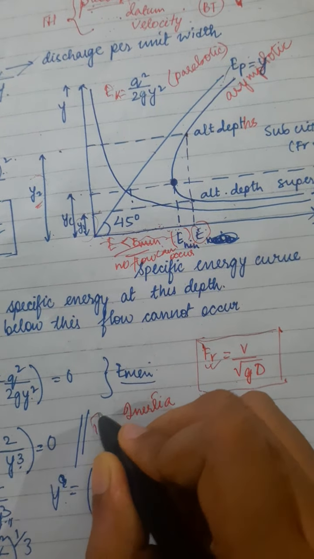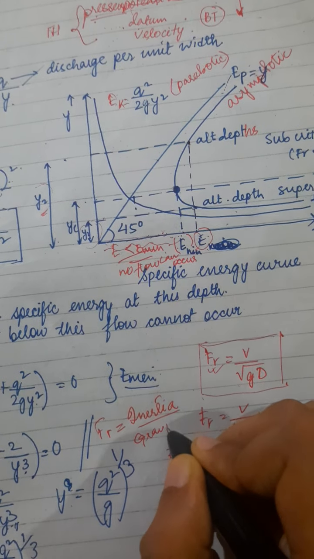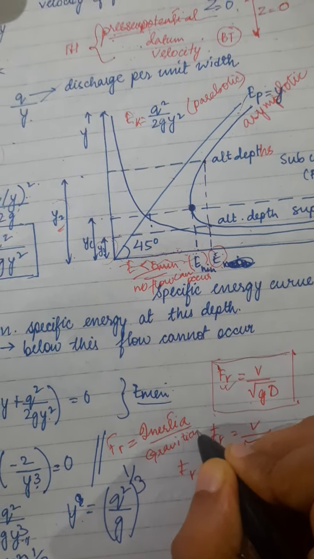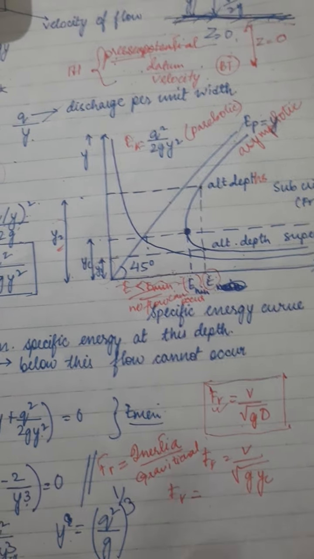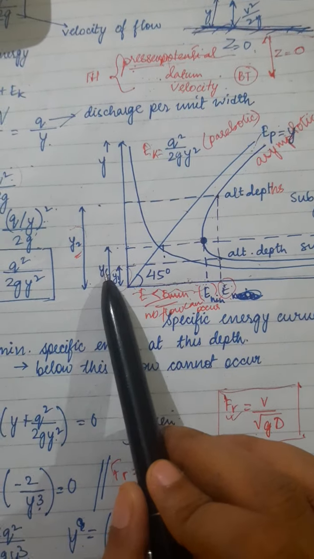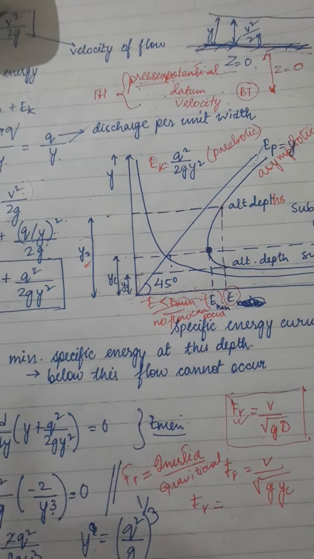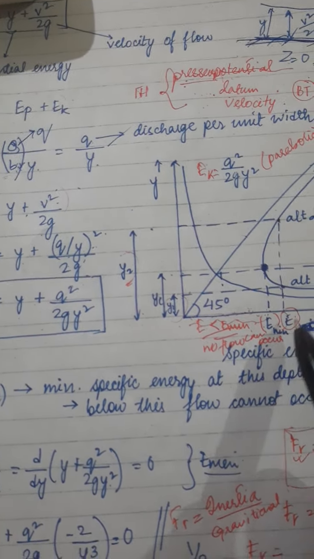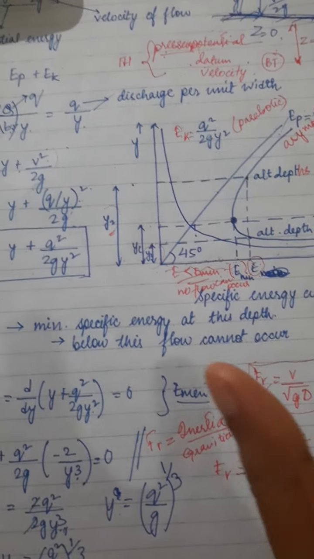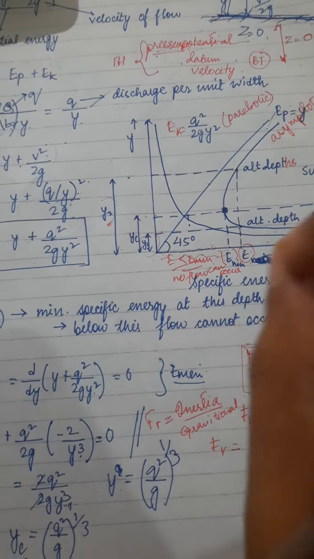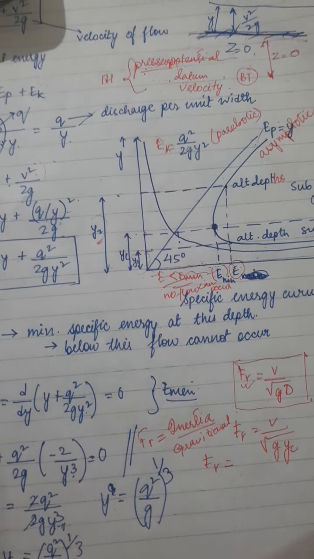Froude number is actually the ratio of inertia to gravitational forces. So for a flow to happen, E minimum should happen. E minimum has an associated YC, and this YC will also have an associated VC, that is velocity. At E minimum, we say that E minimum happens at the depth of flow YC, and for that YC there is a velocity associated with that particular depth.